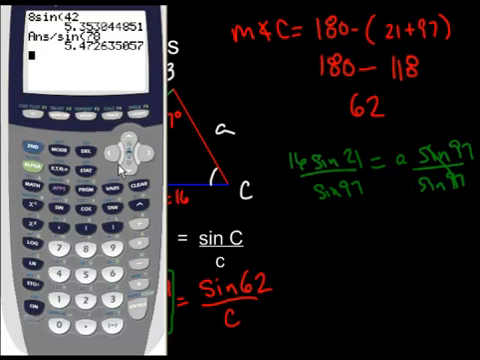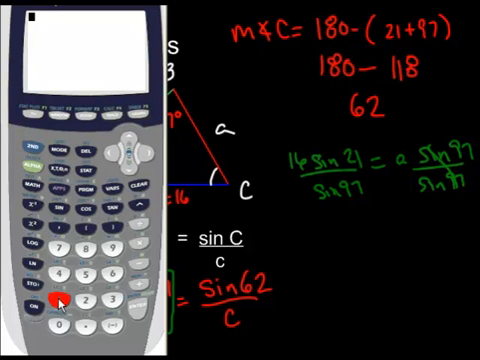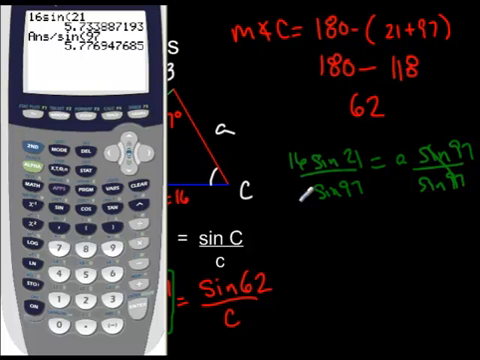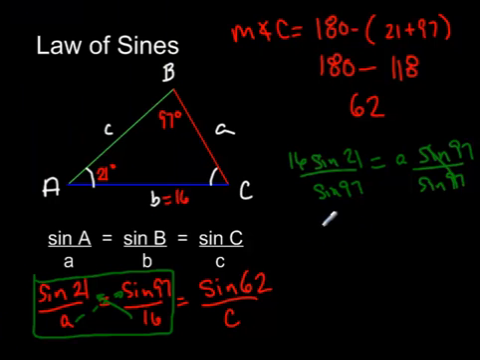So let's find our calculator. Let me just plug it in. Now, we can say 16 sine 21 equals, and then divide that by the sine of 97 equals. Therefore, we can see that if we're rounding to the nearest tenth, A is equal to 5.8. A would equal 5.8 approximately.